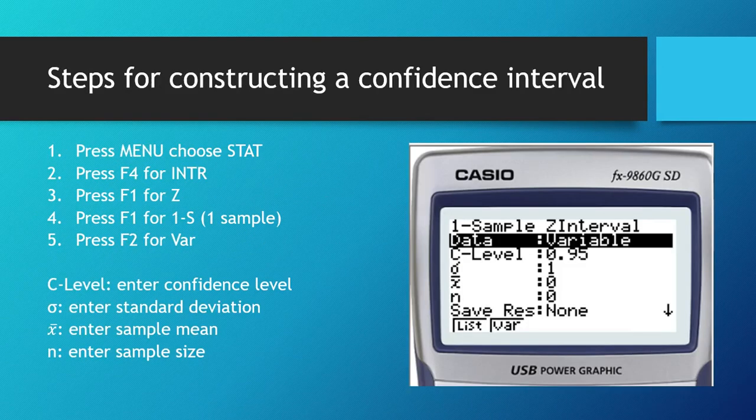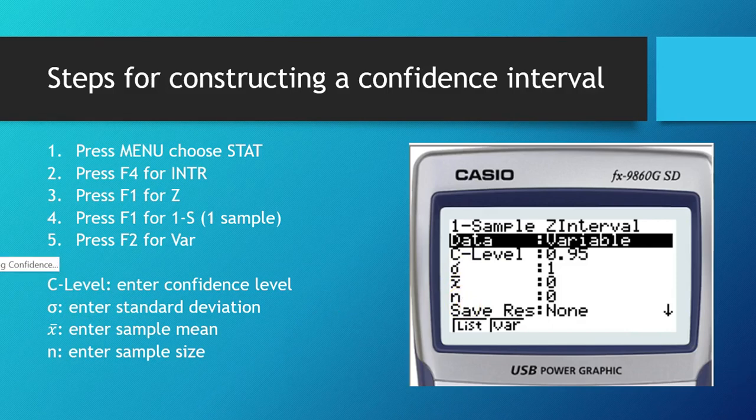So here are our steps for constructing a confidence interval. So in your calculator, you're going to follow these steps. Okay, I don't need to read them to you. But once you do that, your screen should look like this. And then these are the things that you need to enter. Where it says C level, you're going to enter the confidence level that's given to you in the problem. Where it has the sigma, that's the little o with the tail, that's our standard deviation. X with the bar over it is the sample mean, and then n is the sample size.